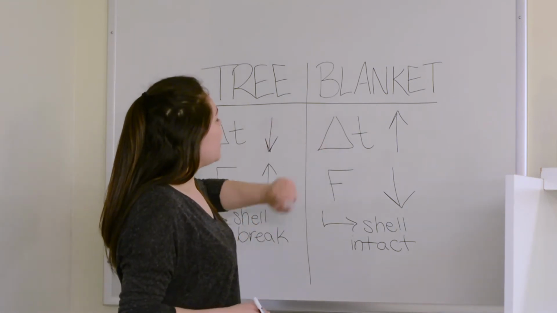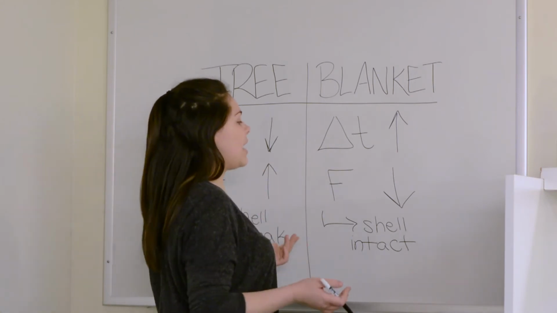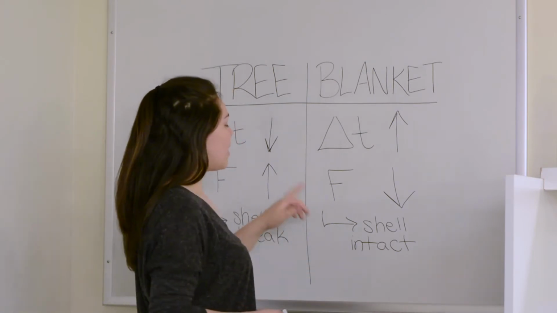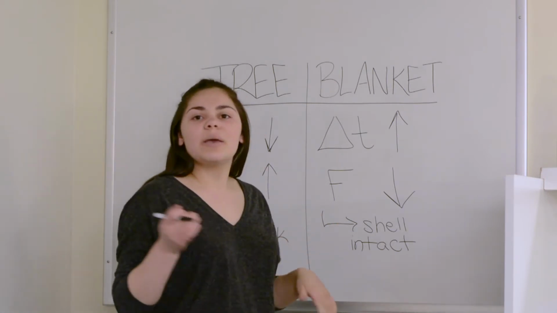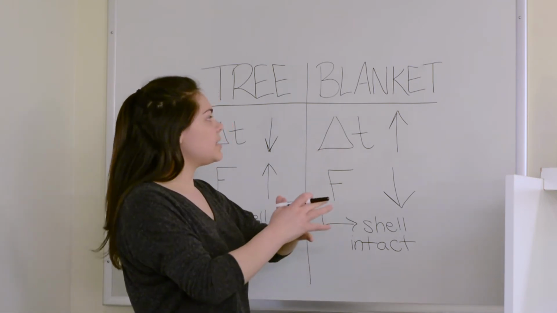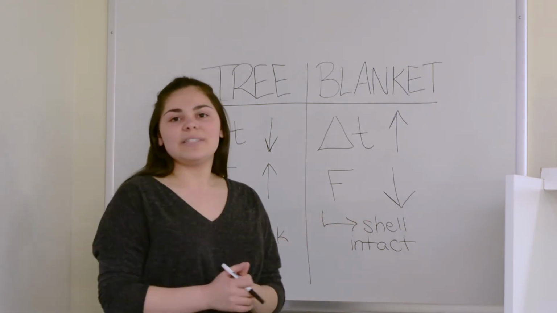With our blanket, an increased change of time for contact of the egg on the blanket causes a decreased force on the eggshell. Therefore, the shell remains intact because that safe threshold of energy and contact time is spread out over a greater period of time, therefore the egg is safe.